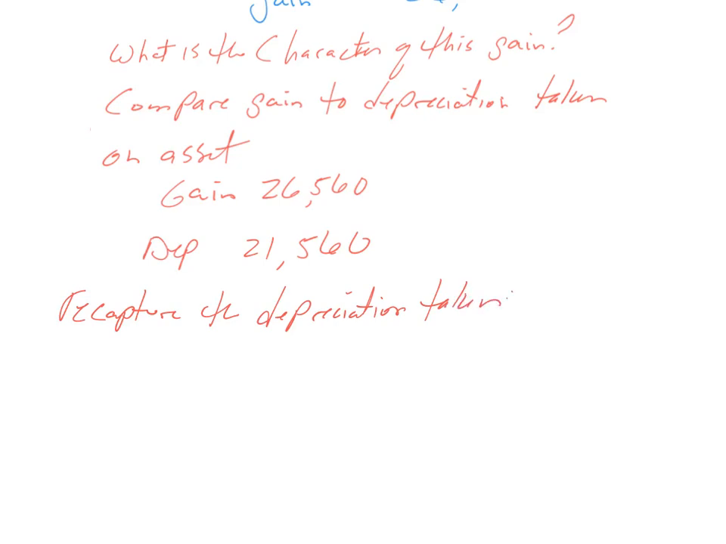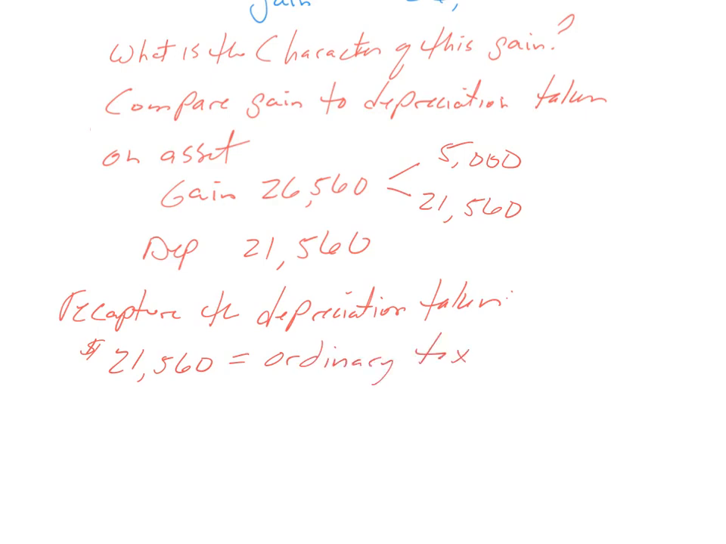That means we're going to break this gain up into two pieces. This gain is now getting broken up into two pieces. One is this $21,560, and the other is $5,000. So the amount of the gain has not changed, but we've broken it up into two pieces. So this $21,560 is taxed at ordinary rates.